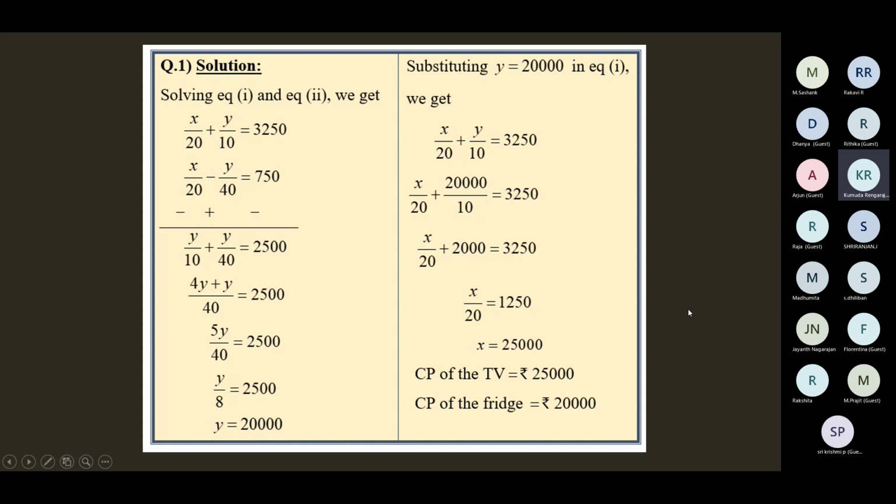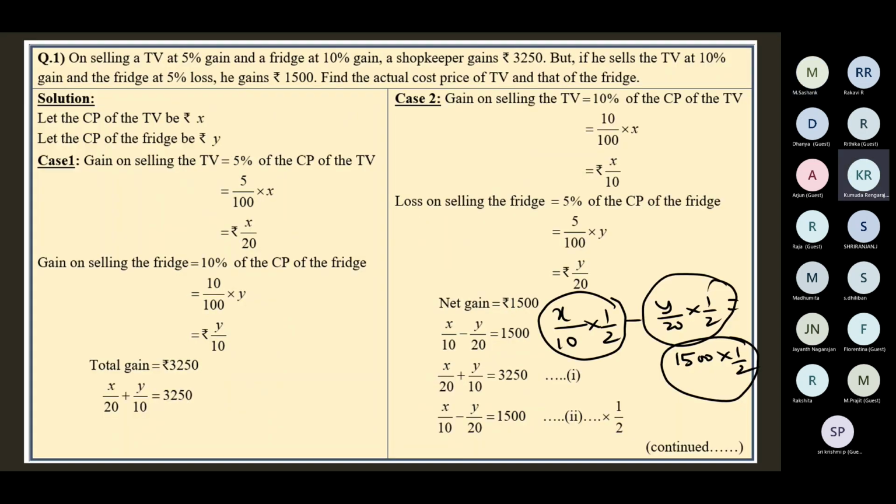Done, children? Ma'am, they have told us to find the gain, ma'am, but you have found the CP. No. Find the actual cost price of the TV and that of the fridge. Okay, ma'am.